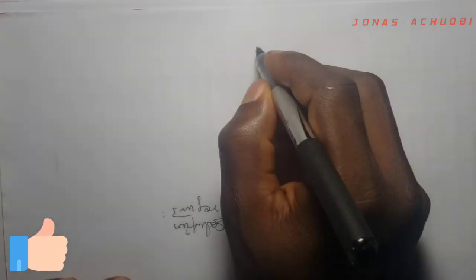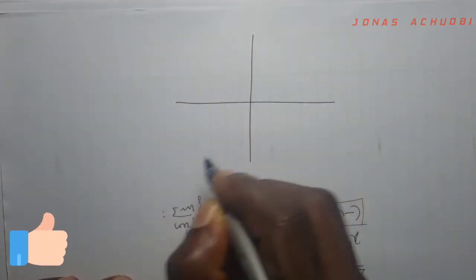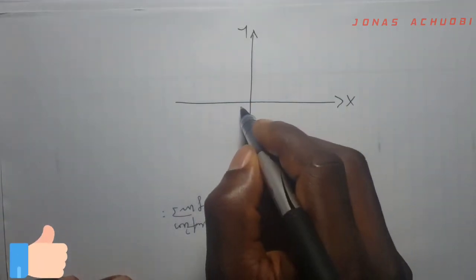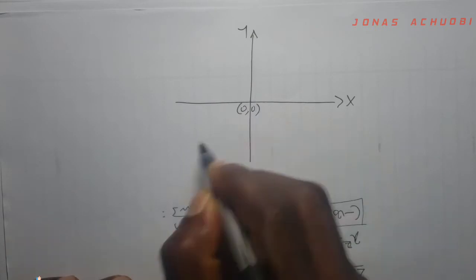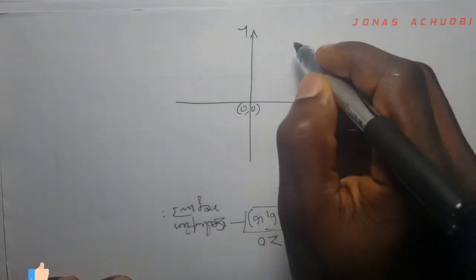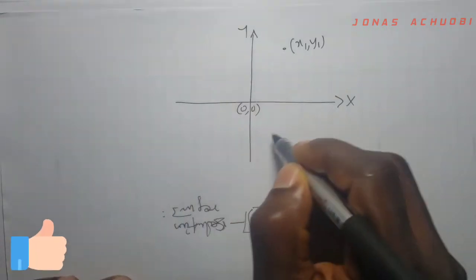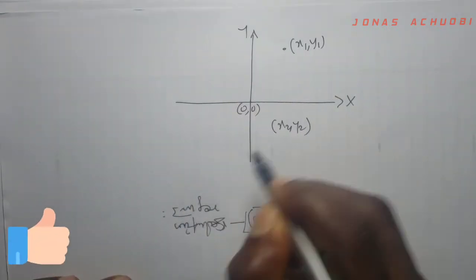Now, this is what we're saying there. We're going to have our xy plane like this, where this is our y-axis, this is our x-axis, and of course, this is the intersection 0, 0. So we want to find 2 points. The first point will be x1, y1. The second point could be anywhere, x2, y2.